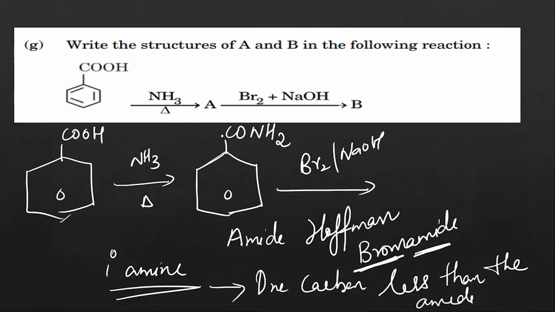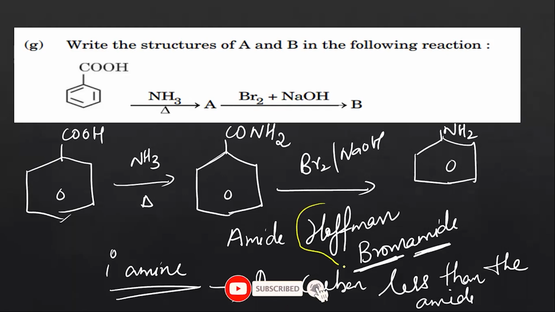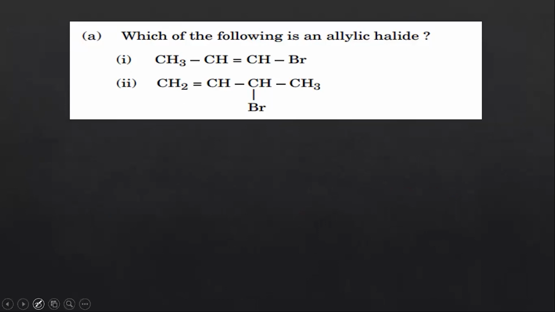So here CONH2, right? So in the product, what will be the amine? It will be directly NH2. One carbon less means you have to remove one carbon atom. Very important, Hofmann bromamide synthesis. So you will be getting primary amines, but one carbon less than the initial amide. Yes, very good.